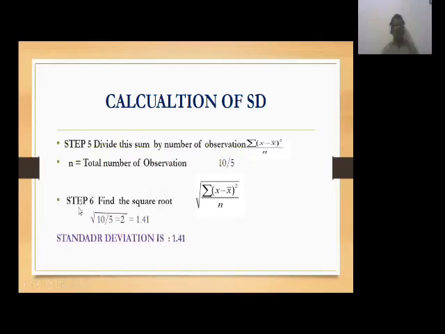Then step 6, find the square root. So 10 by 5 equals 2, and we take the root of 2. The value of root 2 is 1.41. So the standard deviation of this series of observations is 1.41. This is the formula and calculation process for standard deviation for discrete data. So we use only 6 steps for standard deviation for discrete data.